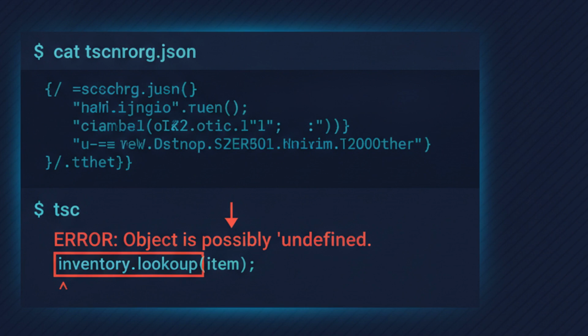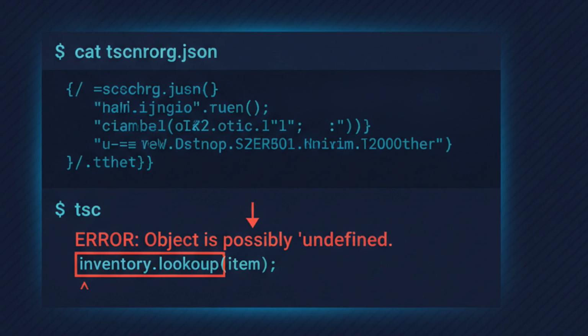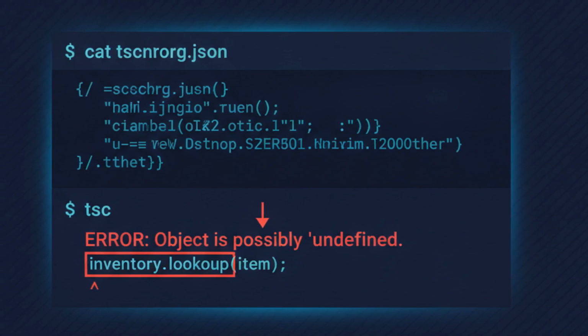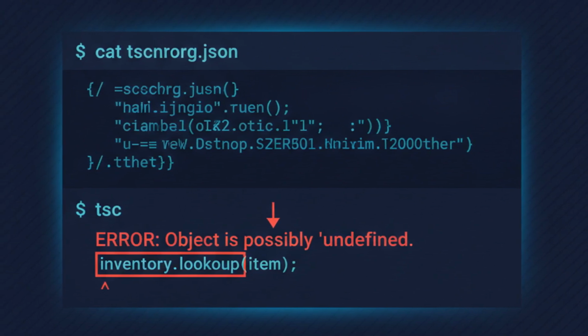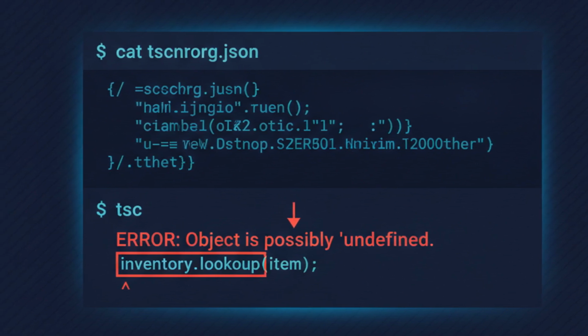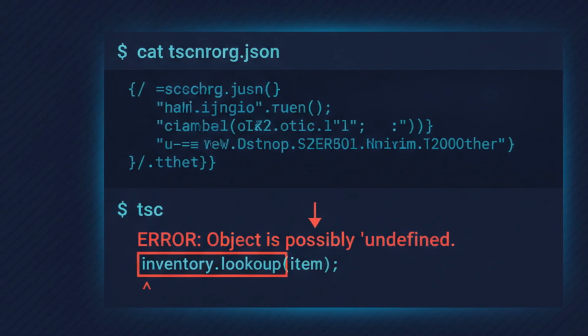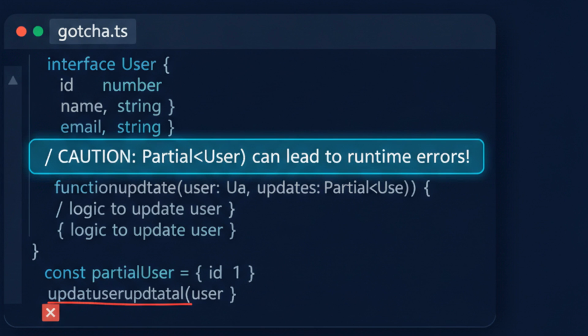One gotcha worth knowing. When you use record with a string key, accessing a missing key returns undefined at runtime. But an older TypeScript wouldn't warn you. Turn on the no unchecked indexed access flag, and TypeScript correctly marks every record lookup as possibly undefined. It's a small config change that catches a whole class of real bugs. Highly recommend enabling it.